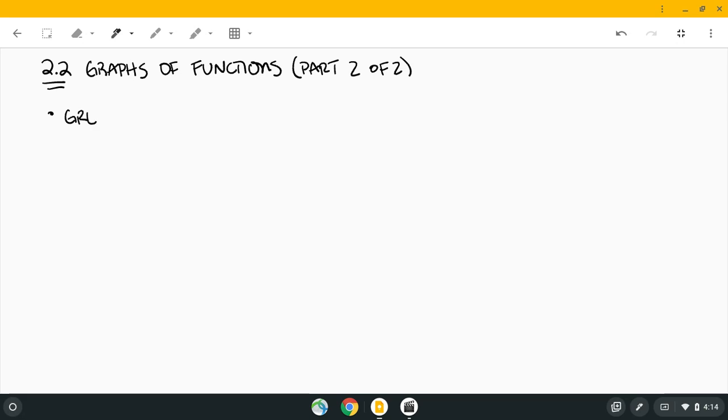Okay, so 2.2, part 2, graphs of functions. Graphs of functions, part 2 of 2. Okay, so we went over some parent functions, the power functions, the root functions, absolute value function, and here's one more, the greatest integer function.